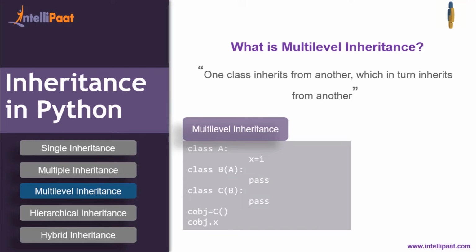As part of the example, we have class A. Inside class A, we are writing x equal 1. Then B is inheriting A. So that means even B has x equal 1. Next, class C is inheriting the property of B. So we can say that class C has x equal 1. Let's see whether it's true or not.